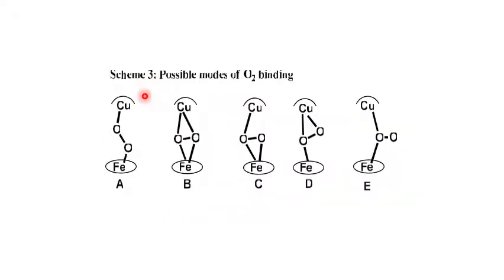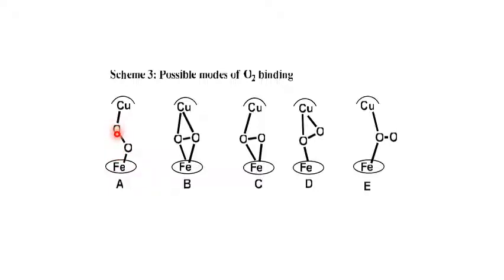Now how will the oxygen activation take place? There are several possible modes of oxygen binding, labeled from A to U. You can see that oxygen can bind to these two metal centers by different possible mechanisms, in different possible ways.